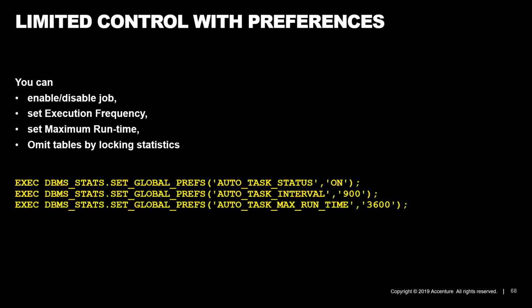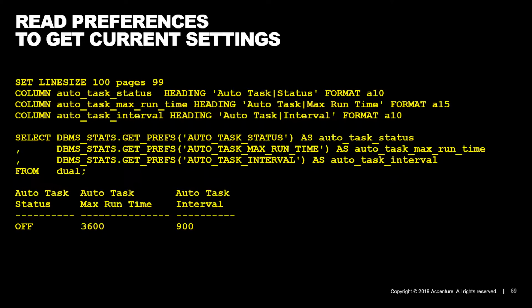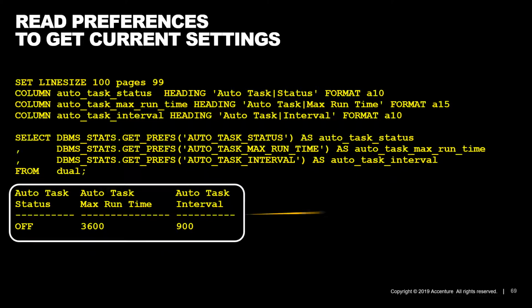You've got very limited control of this job. You can either turn it on or turn it off. You can specify the execution frequency. The default is every 15 minutes, 900 seconds. And you can set a maximum runtime, and the default is 1 hour. And of course, if you lock statistics, it's also omitted from this job. You can read the current preferences by reading the preference, and these are the default values.